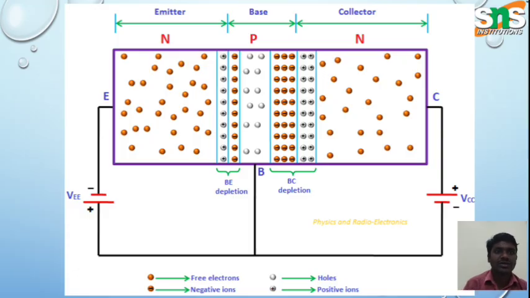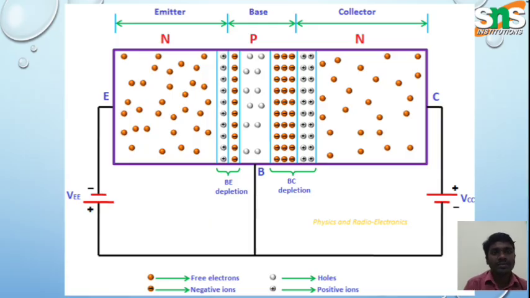A small depletion layer is formed in between the base and emitter. Then in between base and collector, a large depletion layer is formed. Based on the doping amount, the depletion layer will be formed. One p-type semiconductor material is sandwiched between the two n-type semiconductor materials.